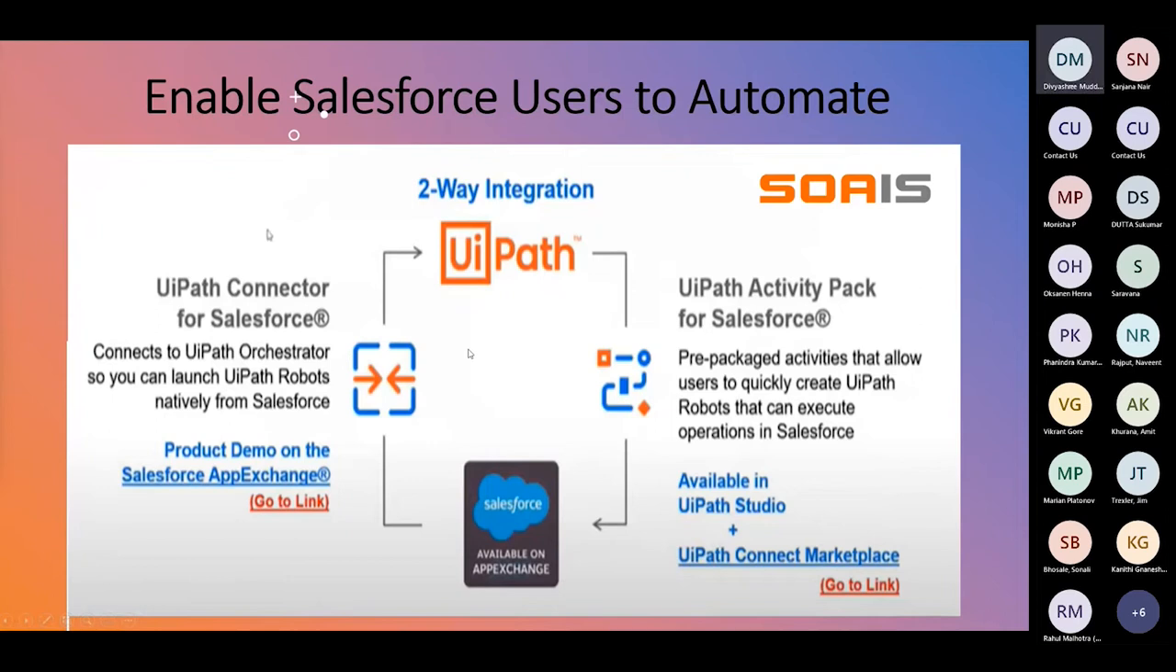So we have the two-way integration. First, we are going to use the UiPath connector for Salesforce. For the Salesforce application we have, we are going to connect that Salesforce instance to UiPath. In this stage, we are creating a connection between UiPath and Salesforce, where UiPath will be able to access each and every piece of data and each and every object inside Salesforce.